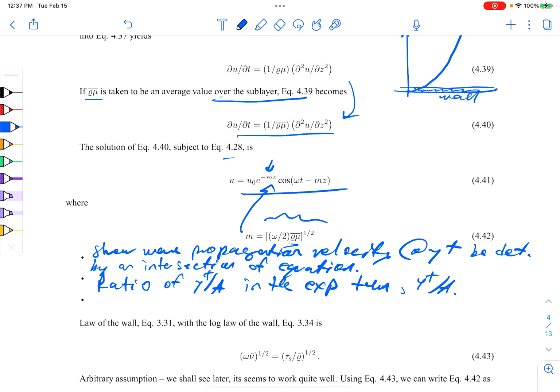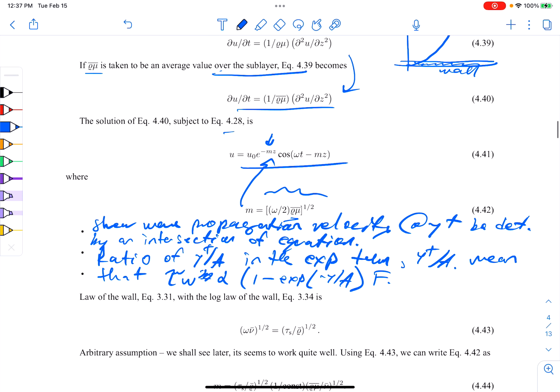Yep, I guess I already wrote that, sorry. It means that tau w is something like, I should say proportional to, 1 minus exp of negative y over a times some factor, I'm just saying a factor f. And also this model, if it must be correct, has an inner eddy viscosity that should be 0 at the wall.